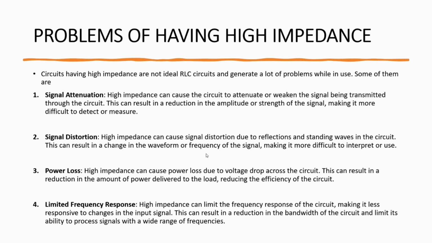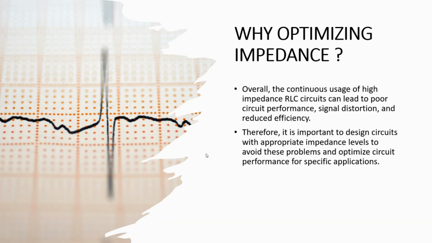Signal distortion. High impedance can cause signal distortion due to reflections and standing waves in the circuit. Power loss. High impedance can cause power loss due to voltage drop across the circuit. Limited frequency response. High impedance can limit the frequency response of the circuit, making it less responsive to changes in input signal. Why optimize the impedance?